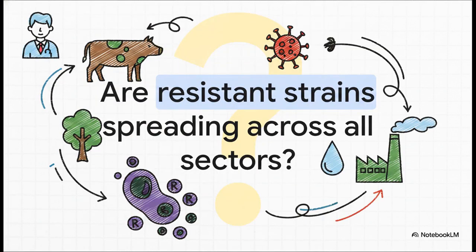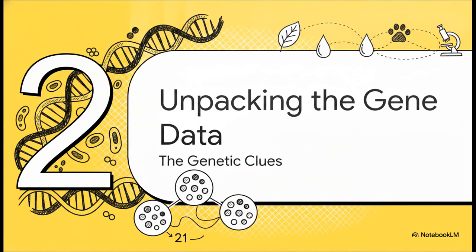And that leads us to the big, central question driving this entire explainer. Are these resistant, virulent, biofilm-forming strains of E. faecalis neatly contained in one isolated group? Or are they just freely circulating and transmitting between the people, the animals, and the environment they share? Let's dive into part 2, unpacking the gene data.